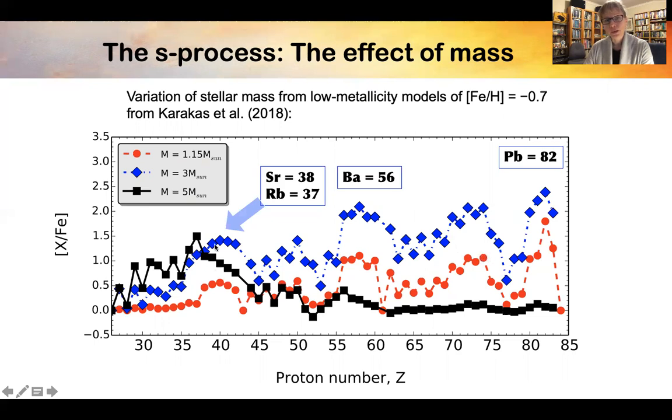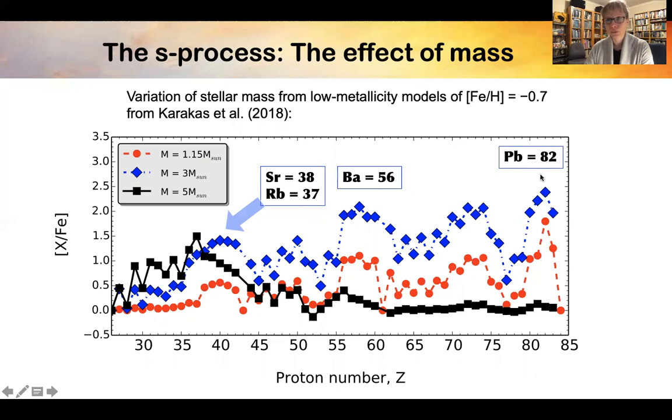We also notice that they have peaks: there's a peak at strontium, a larger peak at barium, and then an even larger peak at lead. Recall that these correspond to magic numbers in neutrons, so lead 208, barium 138, and strontium 88. So there's no surprise there are peaks here. But in these models, you notice that the peak at barium is higher than strontium. Barium is what we call the heavy s compared to the light s at strontium. And then we have lead, which is higher again.